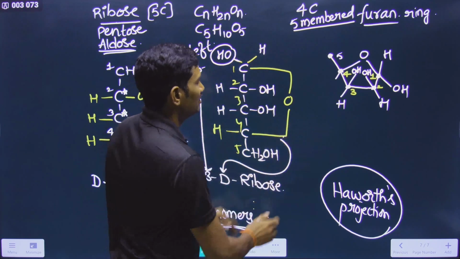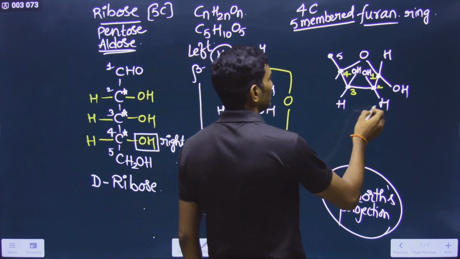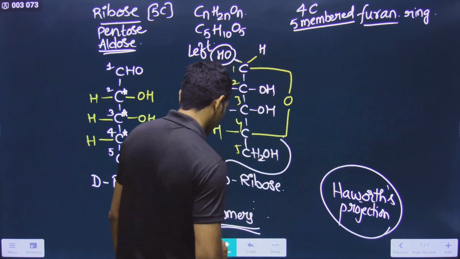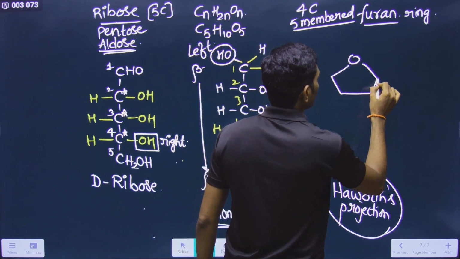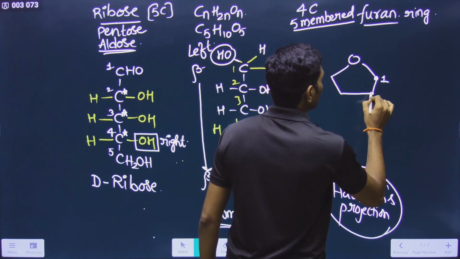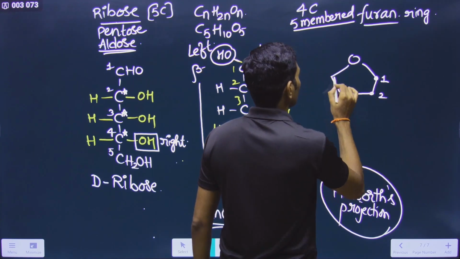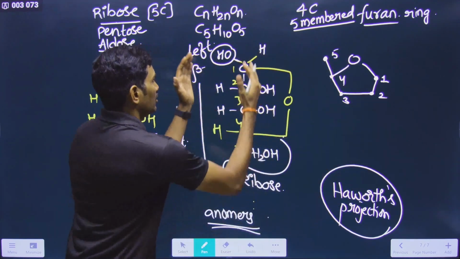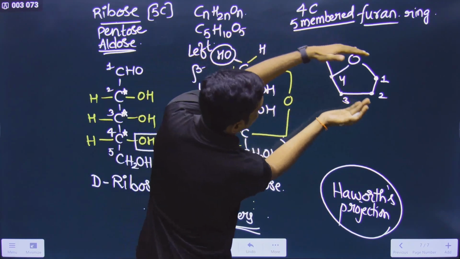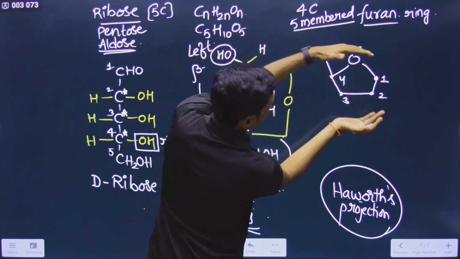So this will be like this. Sorry, I am very sorry, here we have changed it. This is the first carbon, second carbon, third carbon, fourth carbon, fifth carbon. Up to this it is fine. So this information we need to turn like this.